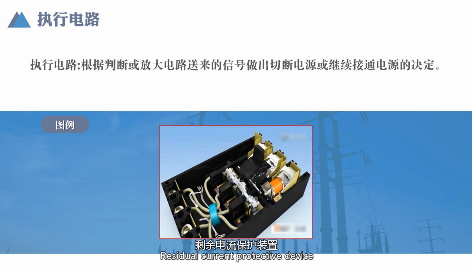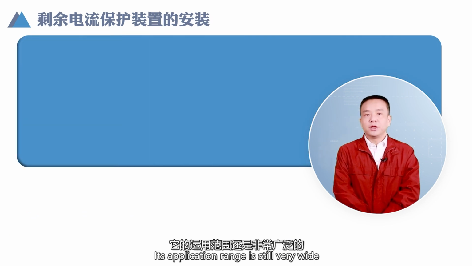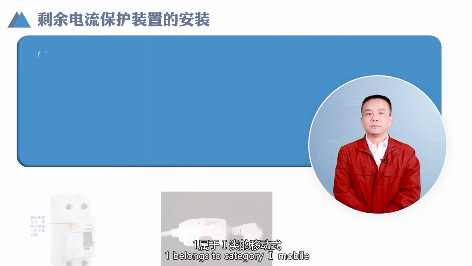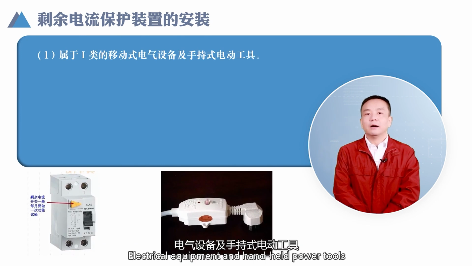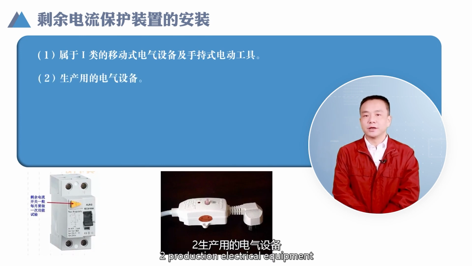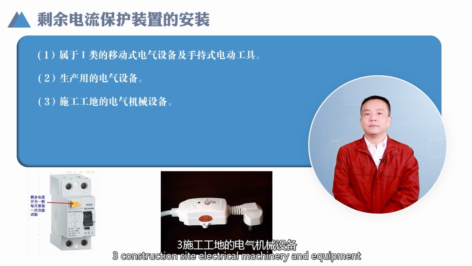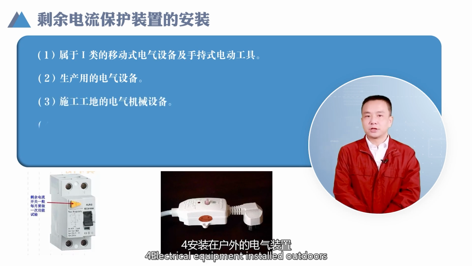Residual current protective device: where should it be installed? Its application range is still very wide. One category is mobile electrical equipment and handheld power tools. Two, production electrical equipment. Three, construction site electrical machinery and equipment. Also, electrical equipment installed outdoors.